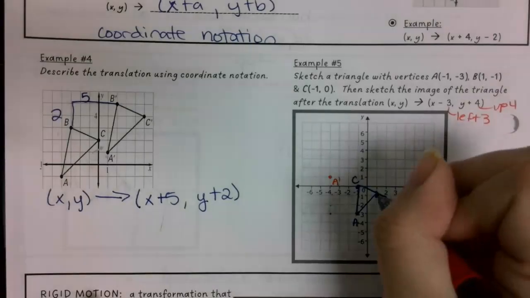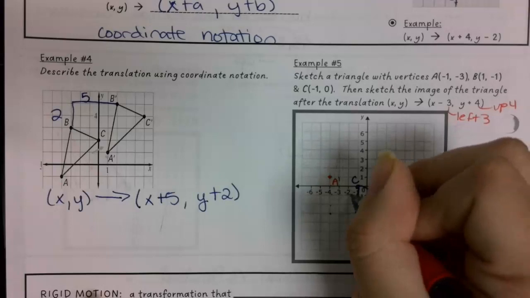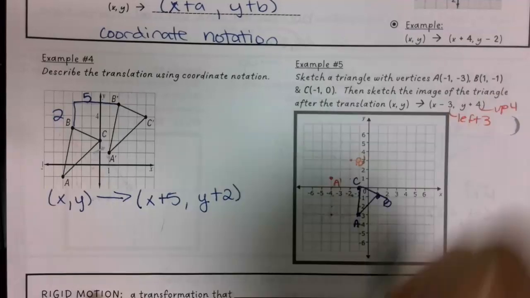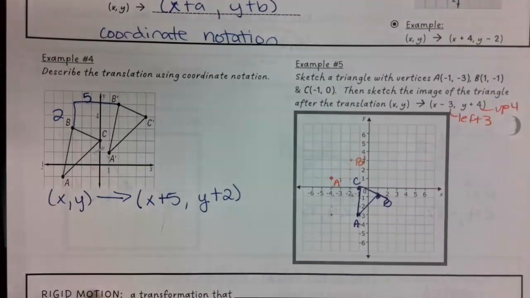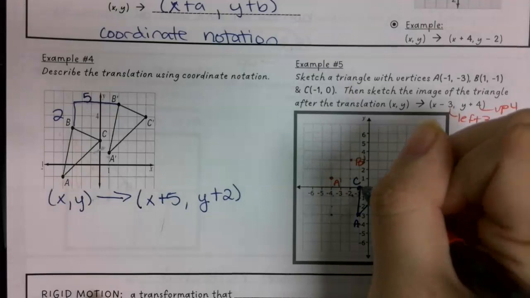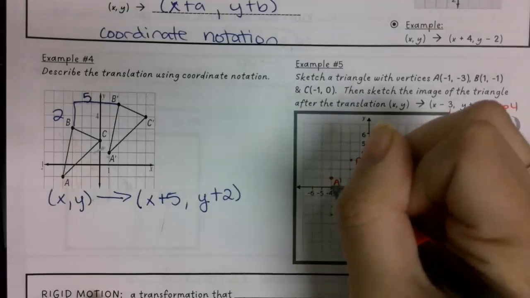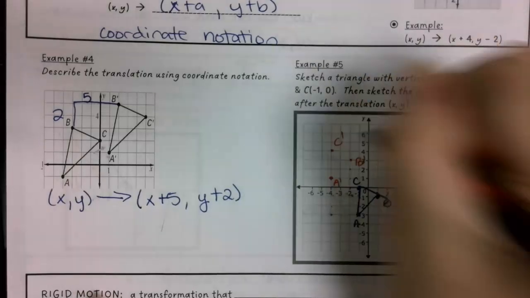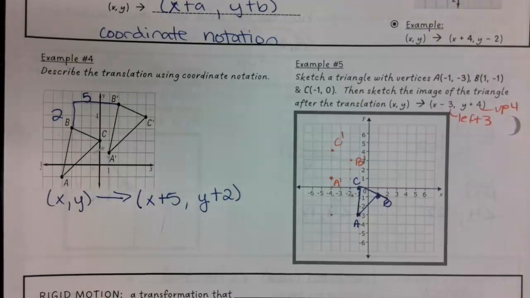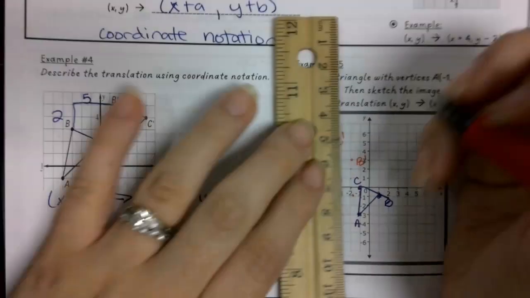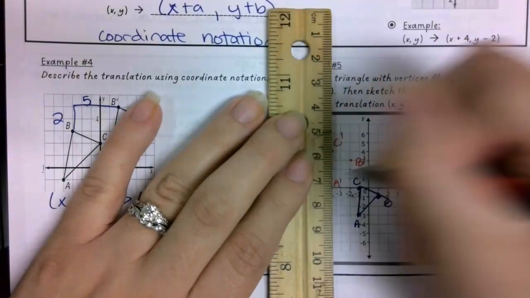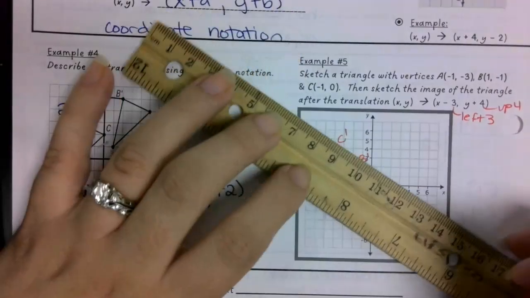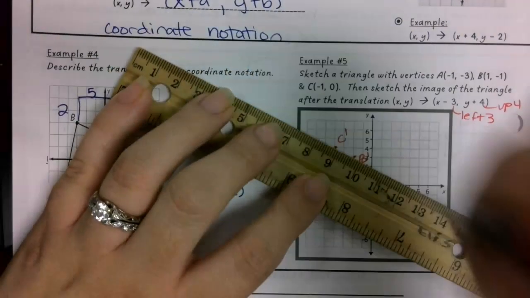I'm going to do the same thing for B, so I'm going to go left 3, 1, 2, 3, up 4, 1, 2, 3, 4, and then give it the apostrophe for my notation. Same thing for C. I go left 3, up 4, 1, 2, 3, 4. And then mark it with my notation. And then I just want to connect my points.